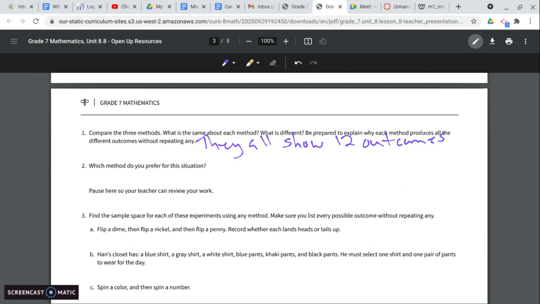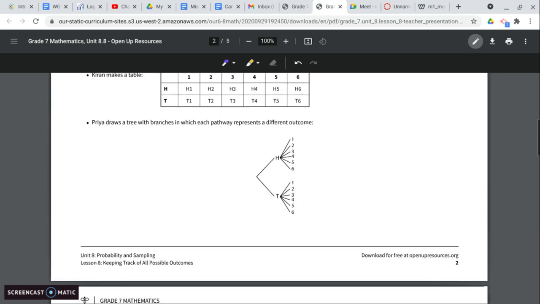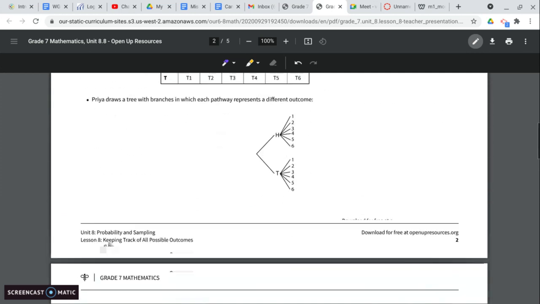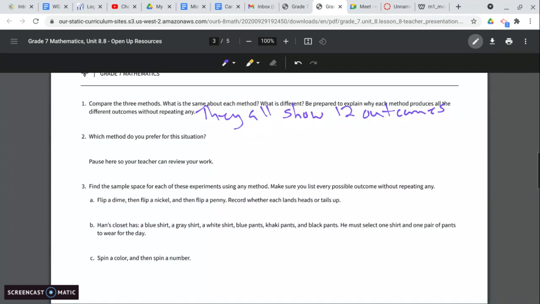But some, especially Elena's, so Elena's method up here of just writing it all out, can get difficult with more options. So Elena's is more difficult with more options.